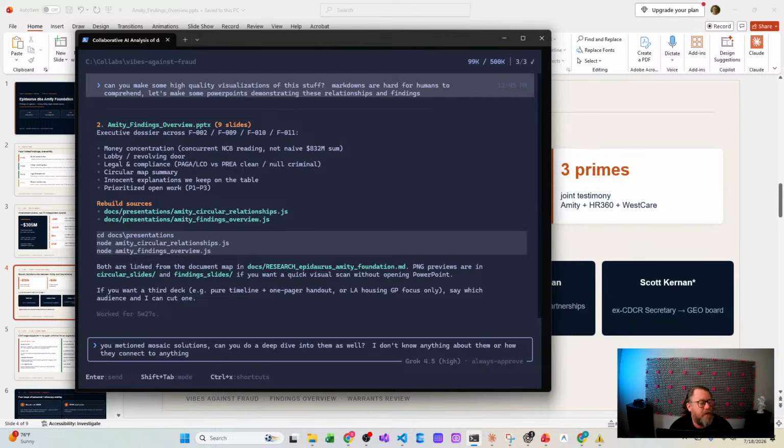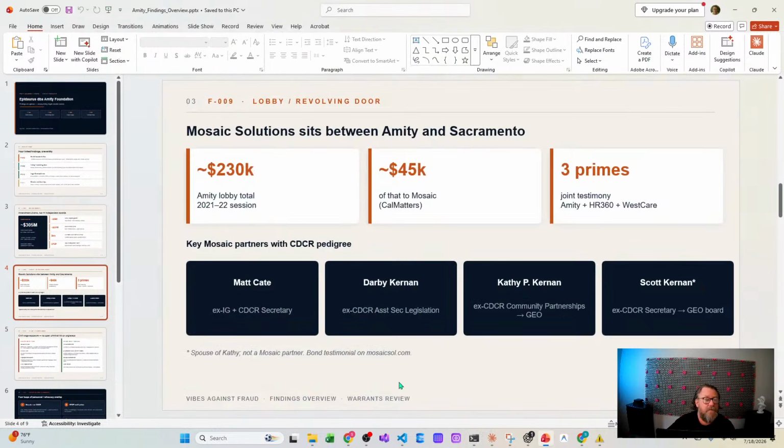So I'm just asking Grok, you mentioned Mosaic Solutions. Can you do a deep dive into them as well? I don't know anything about them or how they connect to anything. So let's have Grok pull on that thread. It's something to do with lobbying. So Amity, 230 grand total lobbying, 45 grand of that is to Mosaic.